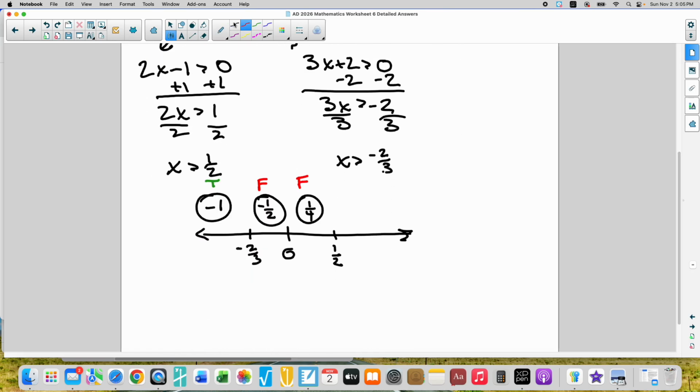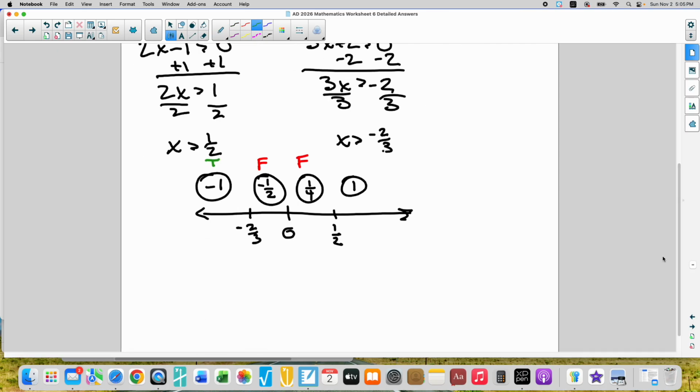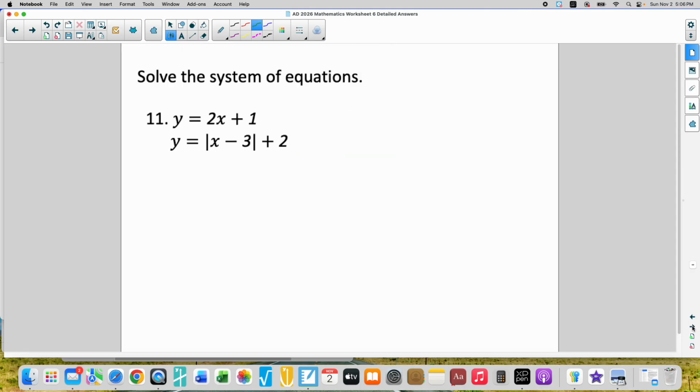And let's try 1. Let's test 1. 6 times 1 plus 1 minus 2 is going to be greater than 0. So that's going to be true. So yes, we don't put the inequalities in yet, we just found the boundaries. All right, so that works. X is less than negative 2/3, and x is greater than 1/2. Very cool. Okay, I like that. That's pretty nifty. Didn't know that. Learn something new every day.